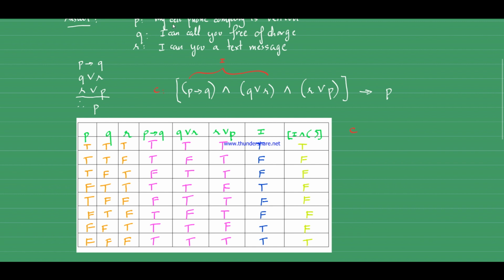Then C. C is this bracket with P. Pass the course, buy your watch: true. Did not pass the course, still buy your watch: true. Did not pass the course, did not buy your watch: true. Passed the course but did not buy your watch: false.